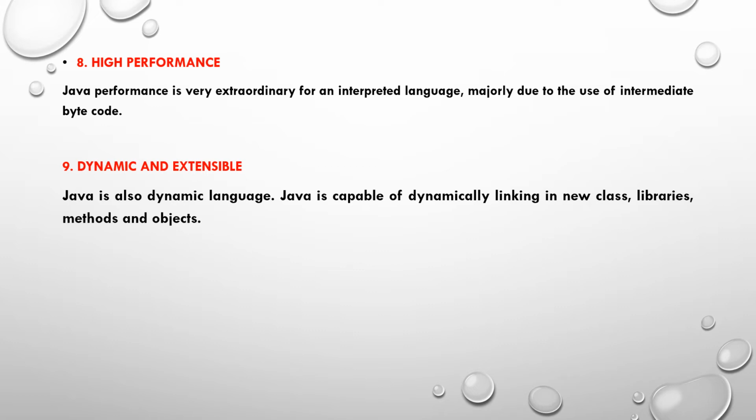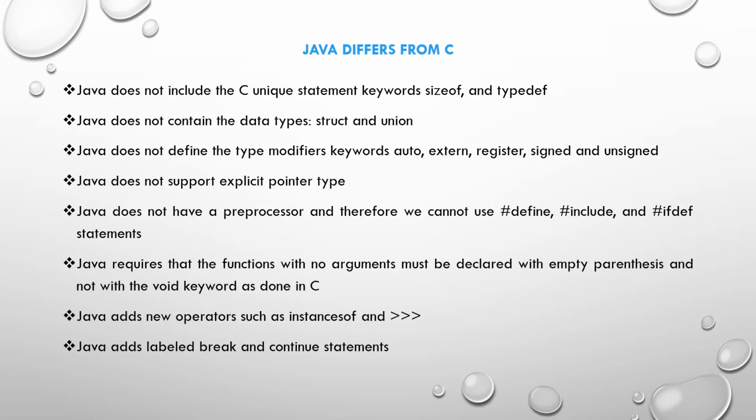So these are all the features of Java: compiled and interpreted, platform independent and portable, object oriented, robust and secure, distributed, small and simple, multi-threaded and interactive, high performance, and dynamic and extensible. We move on to the next slide.